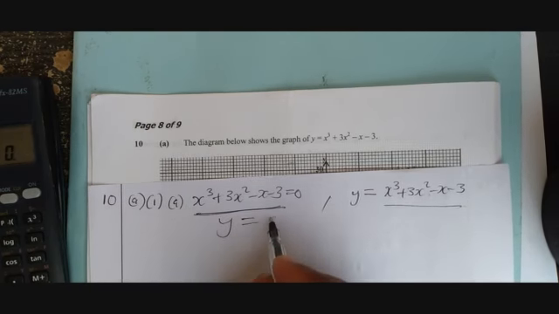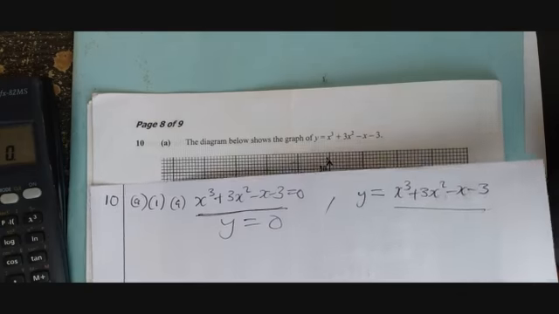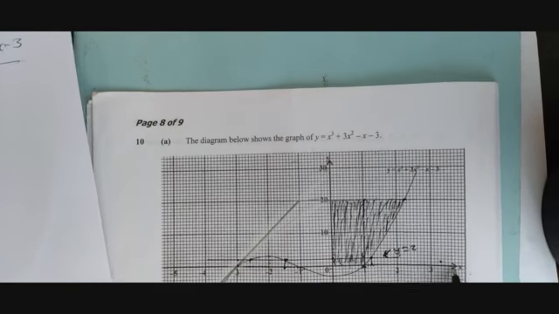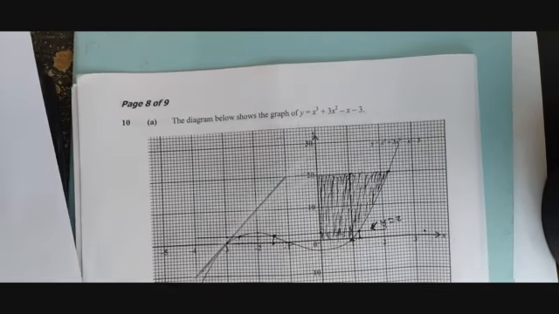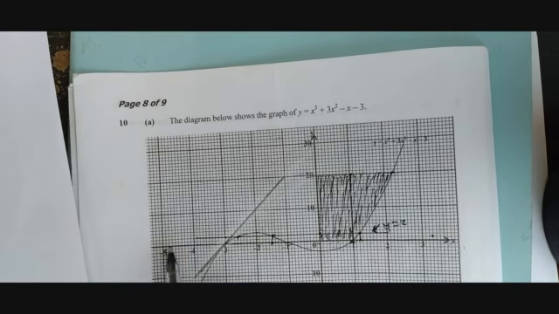So y is equal to 0. Now, what is y is equal to 0? It is the x-axis, this one. The x-axis is y is equal to 0. The y-axis is x is equal to 0. But we are interested in y is equal to 0, which is this one.